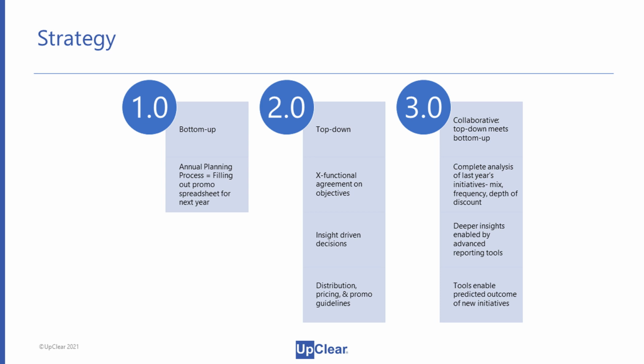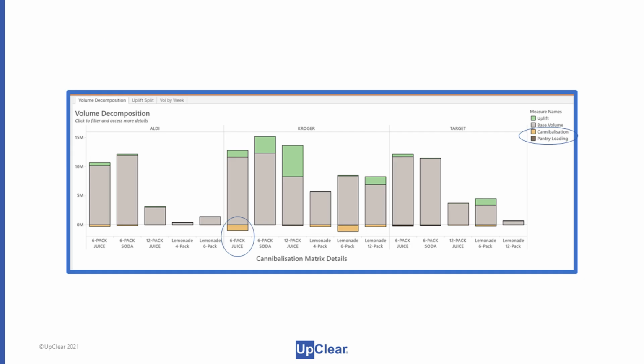And then the other way that AI or modeling comes into play is in planning tools. So not only can you use reporting to look backwards, but you can also use tools that will predict the outcome of new initiatives. So Rajeev, tell us about decomposition a little bit.